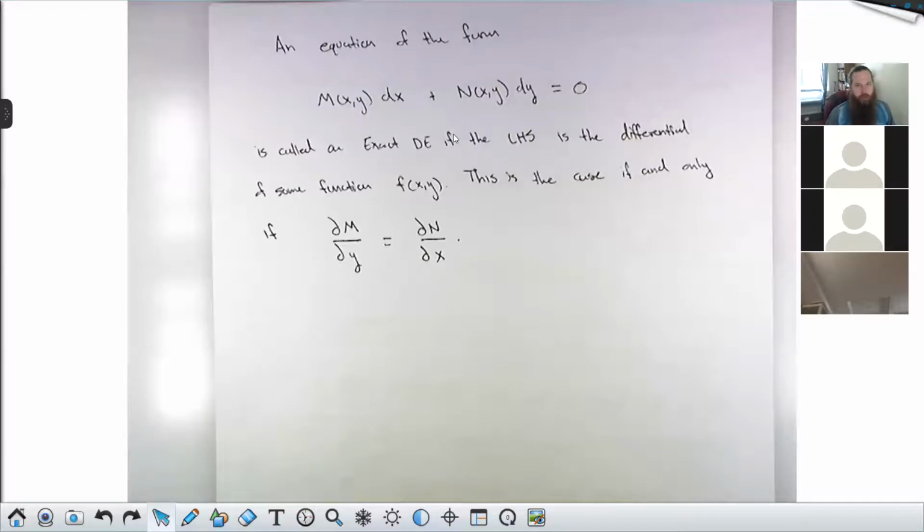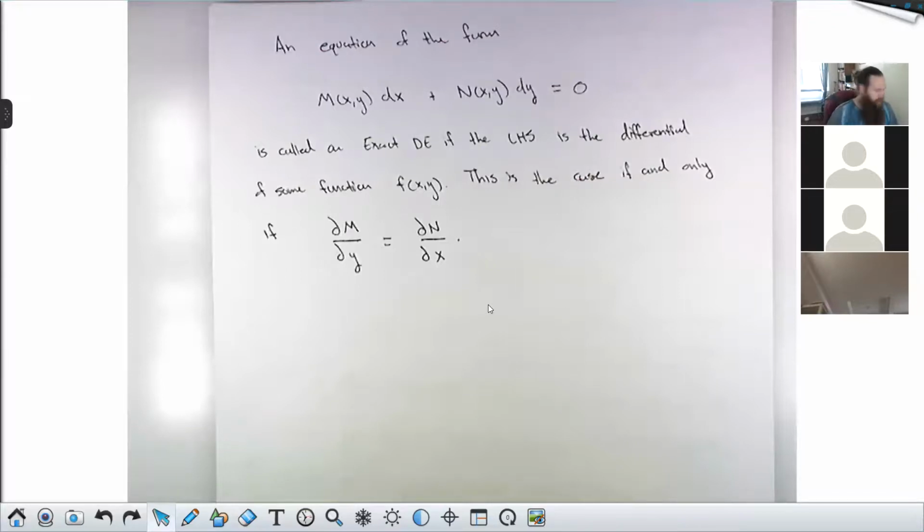So if you're given a first order differential equation and you want to know if it is an exact equation, this is the thing you need to check. And then the way you solve is by integrating each one of those functions with respect to the appropriate variable and adding on a function of the other variable. We don't need to run through the proof, but I would like to show you a solution.